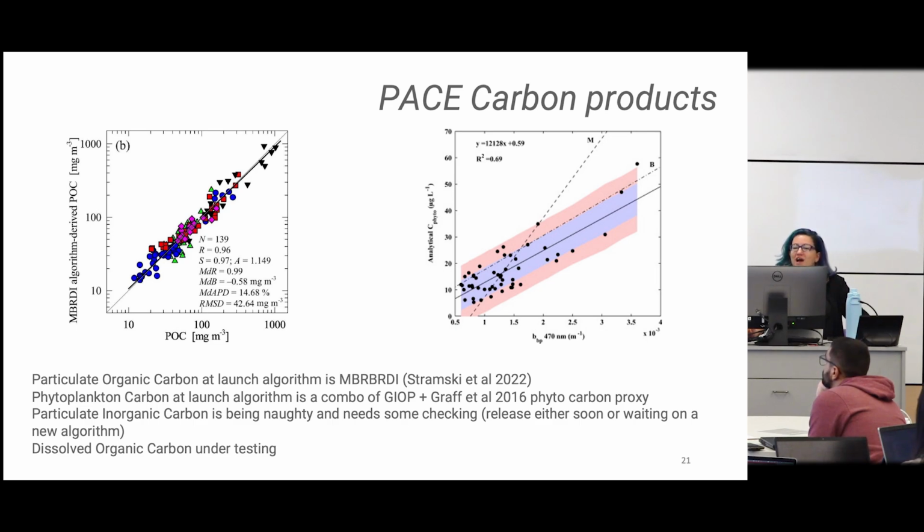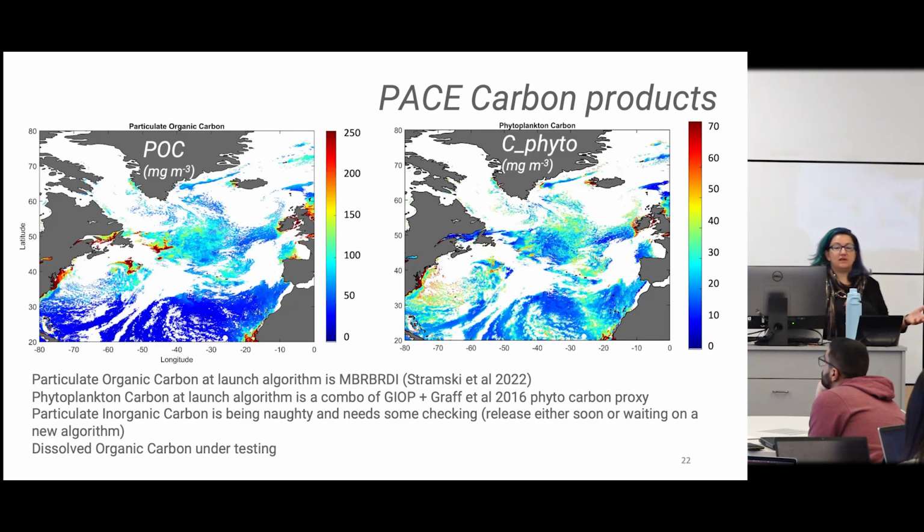So we use GIOP output to get backscattering. Backscattering times his paper gives us phytoplankton carbon. And then you can put that and take it from the PACE, and you can look at the beginning of the spring. Now, this is the middle of the spring bloom in North Atlantic. And it looks very similar.